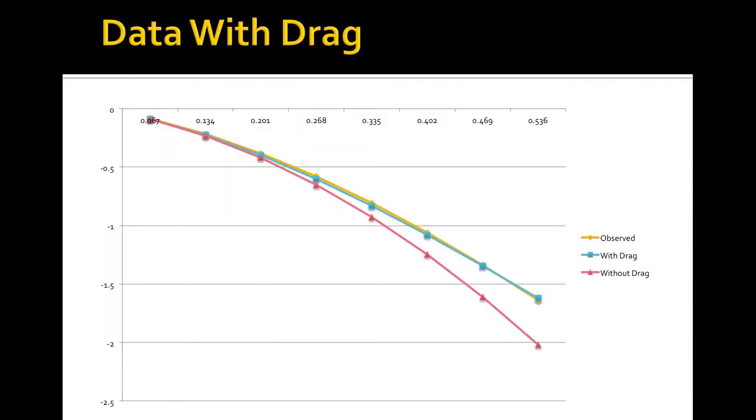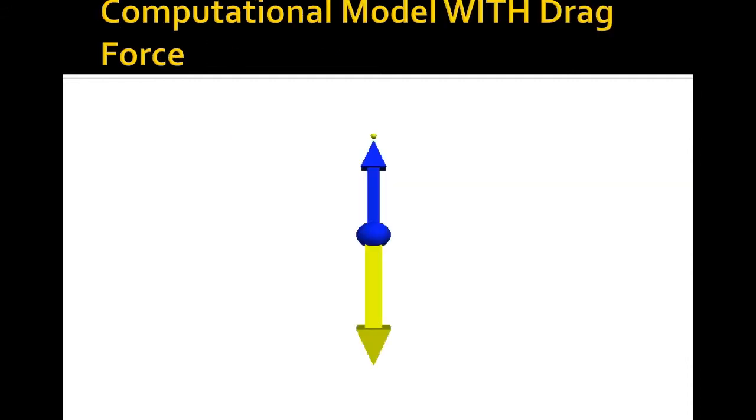So now the data is produced, and as you can see, the blue line, which shows the position with drag, coincides a lot better than the red line, which shows the position without drag, proving that there's another force acting on the object called drag force. So here's a computational model with drag force.